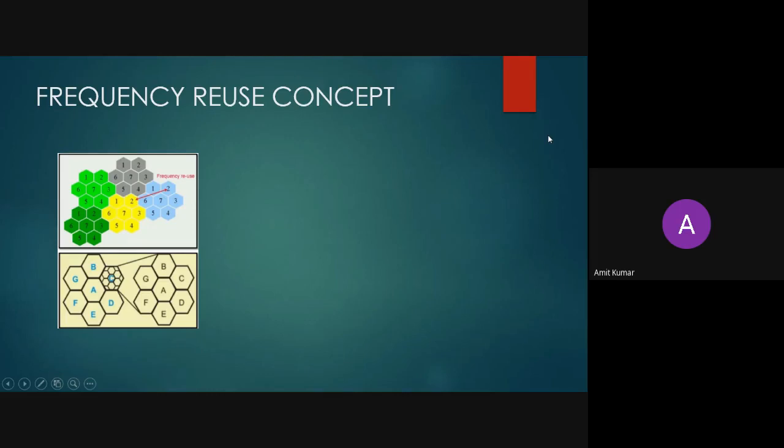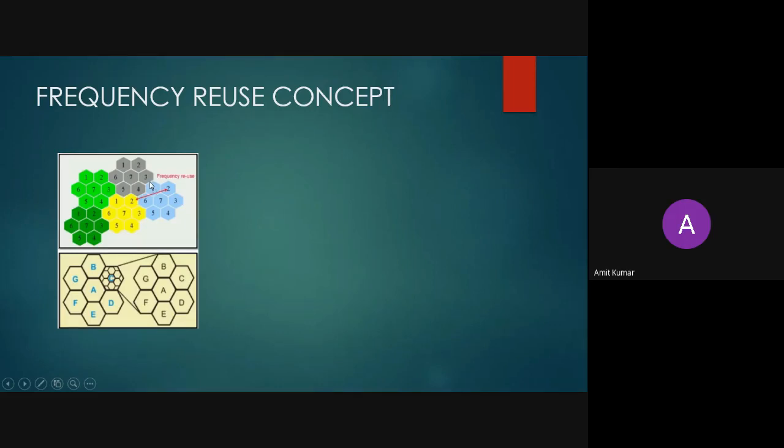So you need to reuse the frequency. If you don't reuse, you need a very wide band of frequency range, and that is not possible. That's why we are reusing the frequency, and we are maintaining the distance between cells using the same frequency. If you see here, these two and these two have the maximum distance from each other, so that you can avoid the interference between two signals.